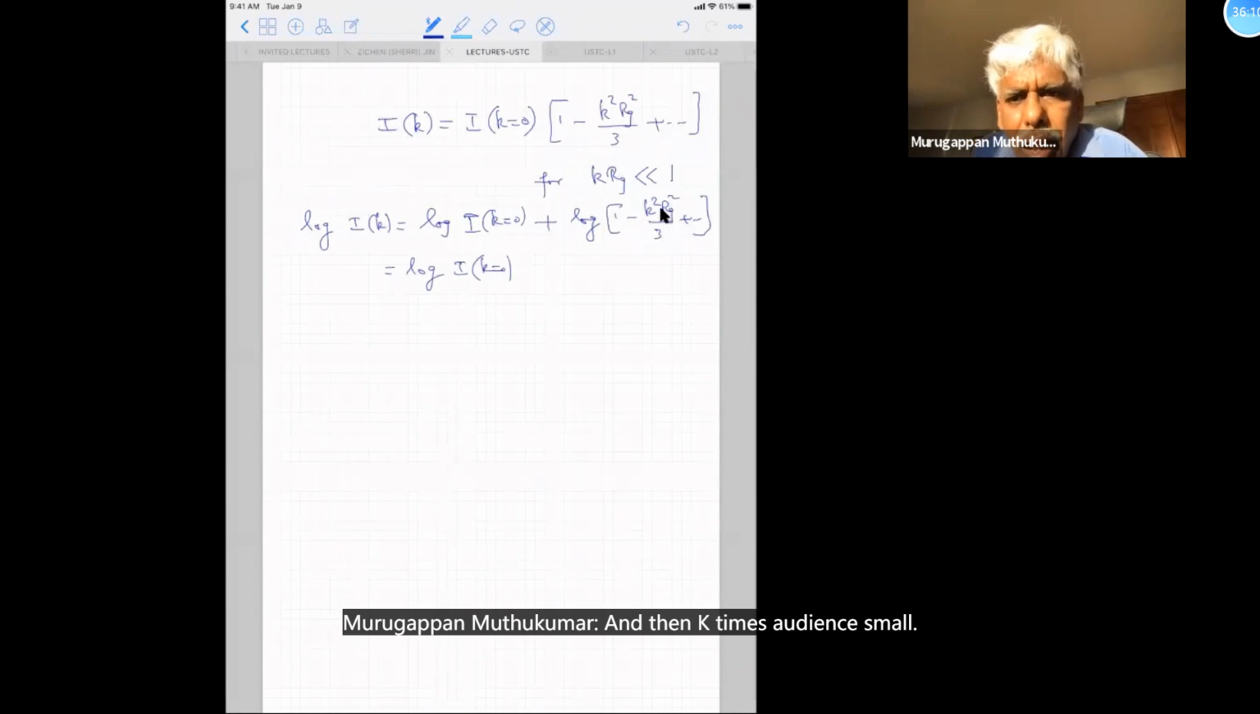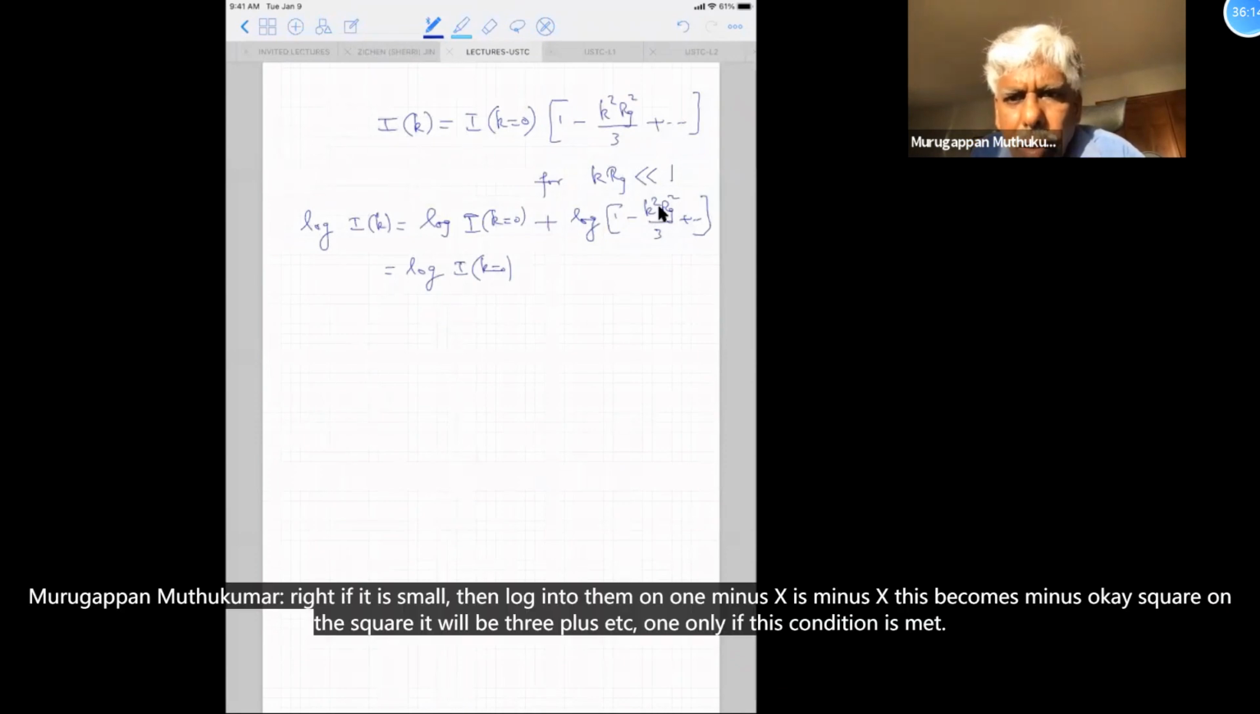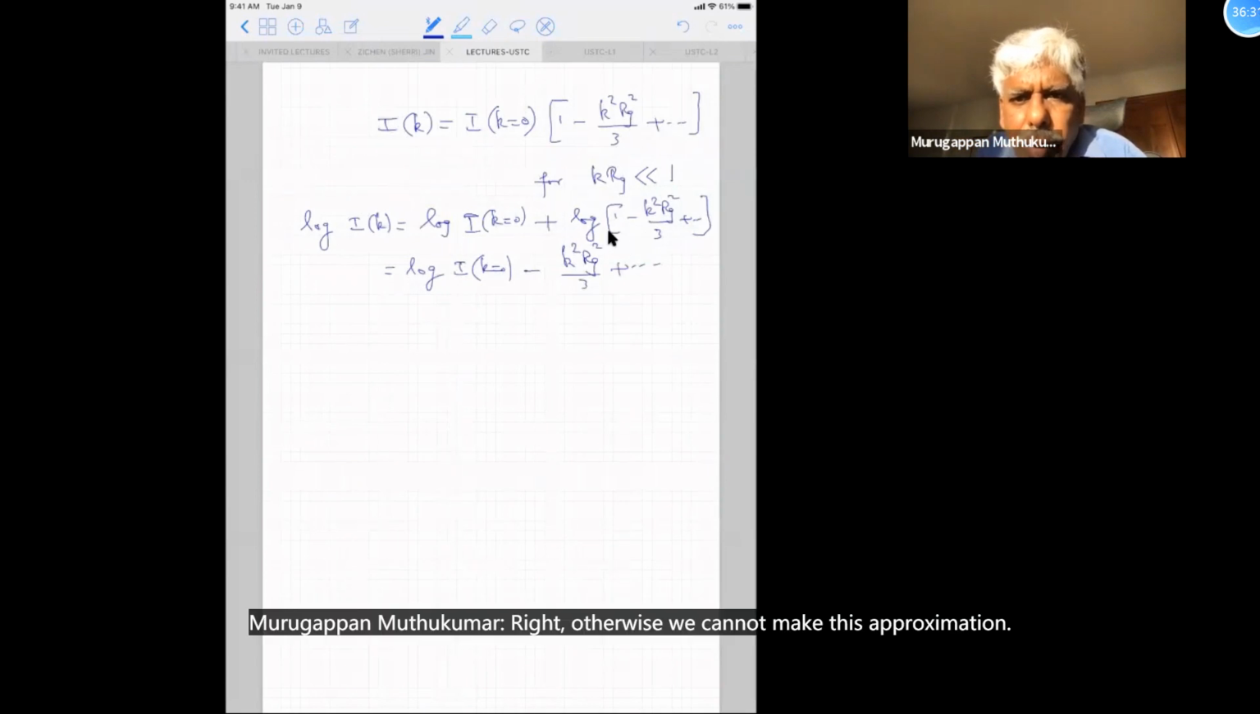And when K times RG is small, if this is small, then the logarithm of 1 minus X is minus X. This becomes minus K squared RG squared divided by 3 plus etc. Only if this condition is met. Otherwise we cannot make this approximation.